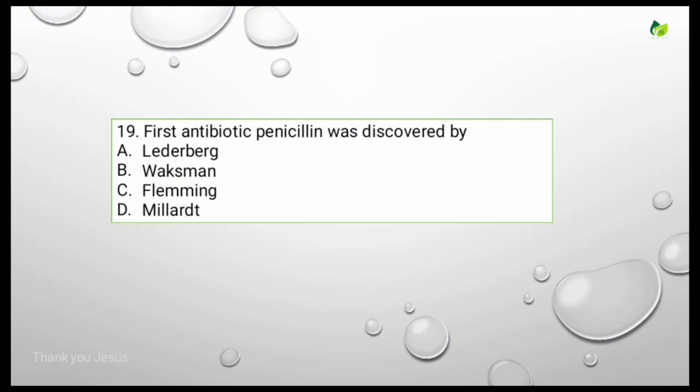First antibiotic penicillin was discovered by. So, options are Lederberg, Waksman, Fleming, Millard. For this, the correct answer is Alexander Fleming. He isolated the first antibiotic, that is penicillin. Let's see the next question.